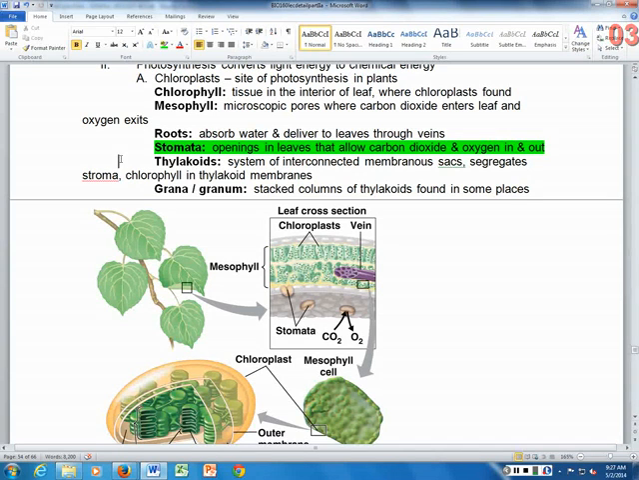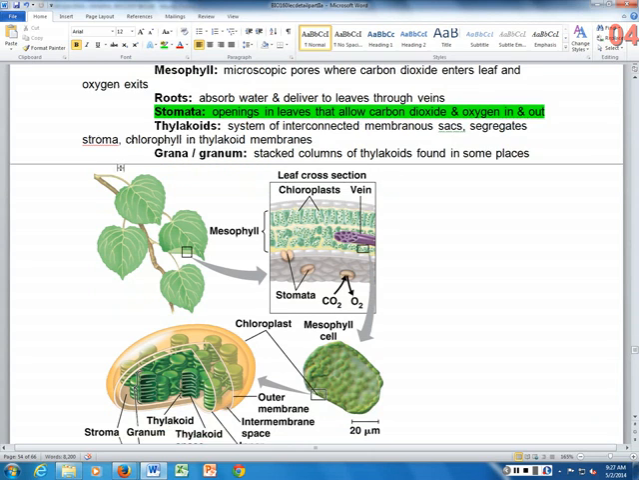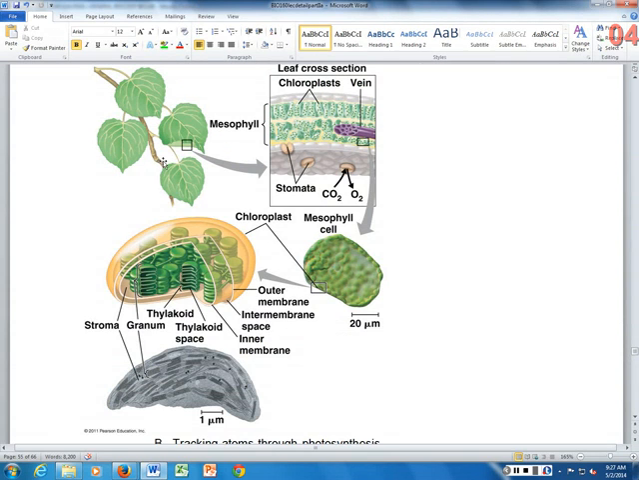The thylakoids are going to be this system of interconnected membranous sacs that are going to segregate the stroma, which are the chlorophyll in the thylakoid membranes. And then you've got the grana or the granum, which are stacks of thylakoids that are going to be in some places. So down there, a little farther down in the picture, you can see the stroma around it here. Each of these is a thylakoid. The whole stack is a granum.